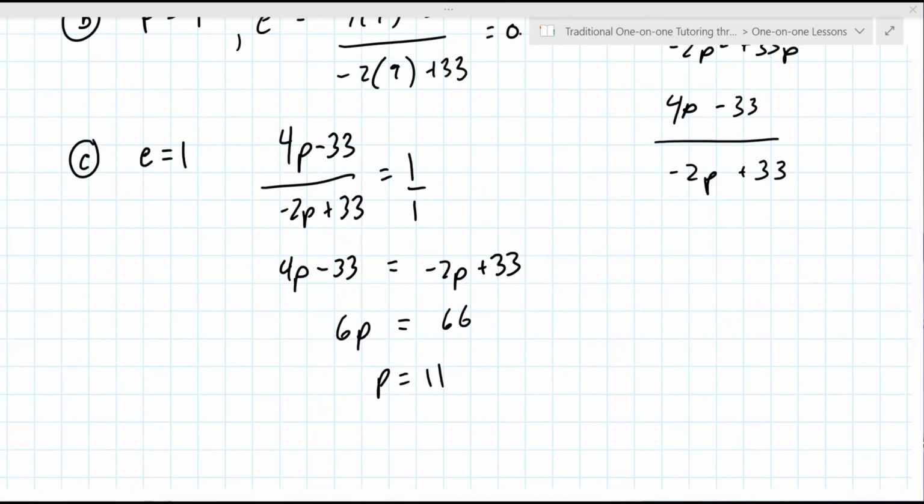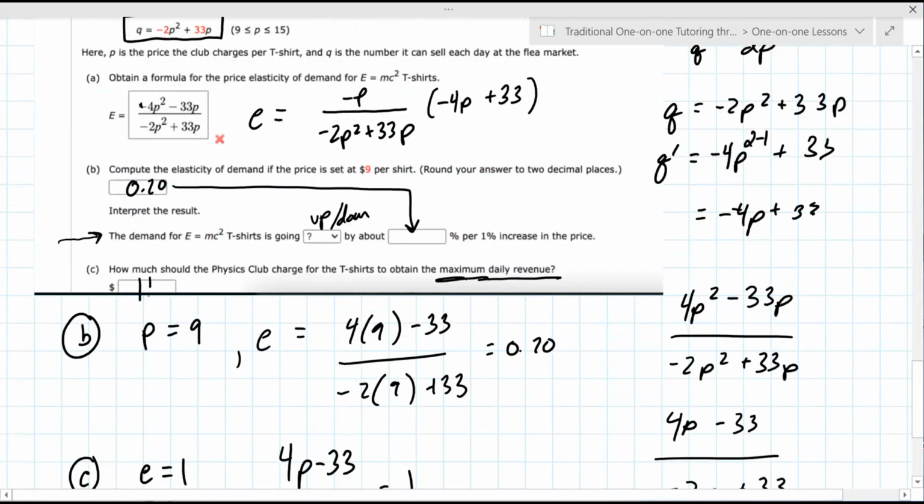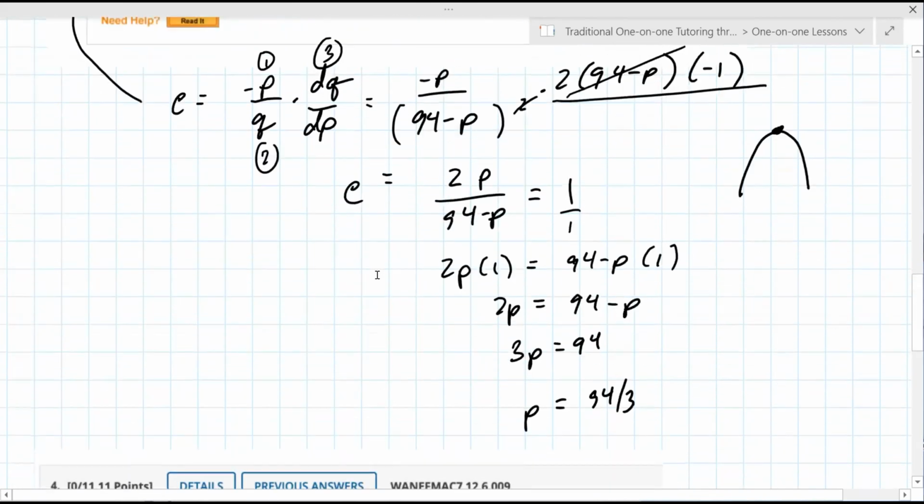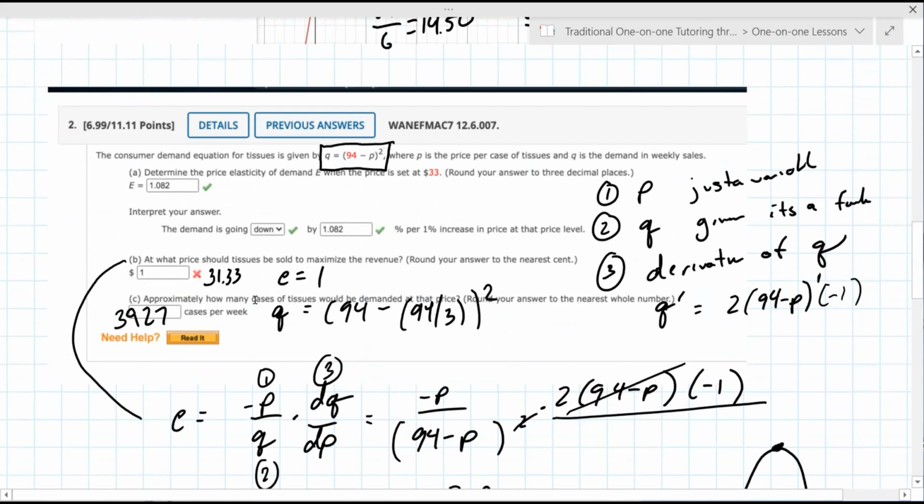Then you just plug 11 back into the first equation, right? We just want the price, I think. Let me scroll up here. It just wants the price, so that's just 11. If they wanted the quantity, you would put that back in. I know in the last one we put that number back in, but is that because they were asking for the revenue? Here they're asking how many cases, the quantity. Okay.